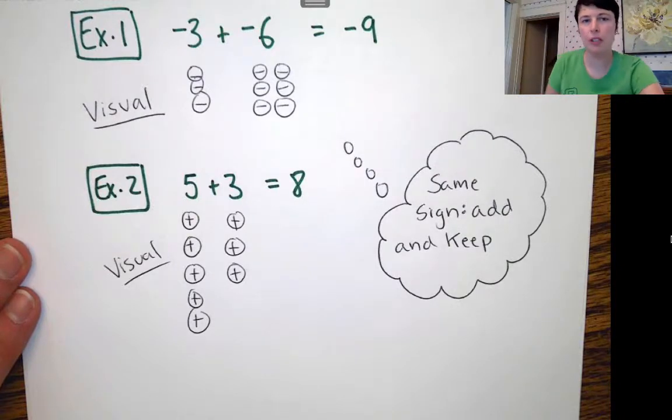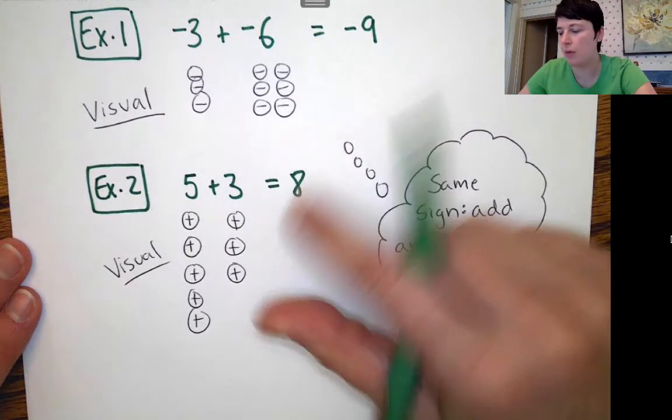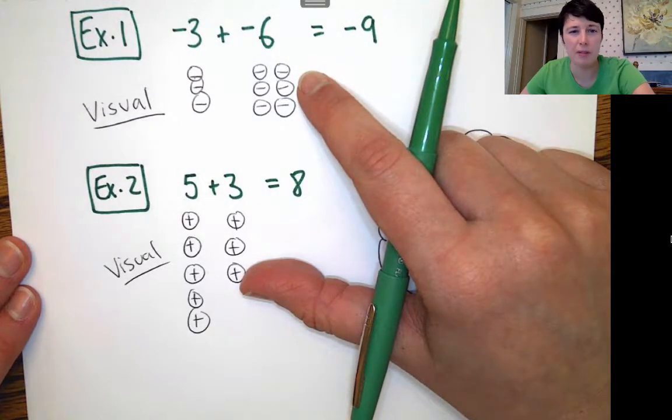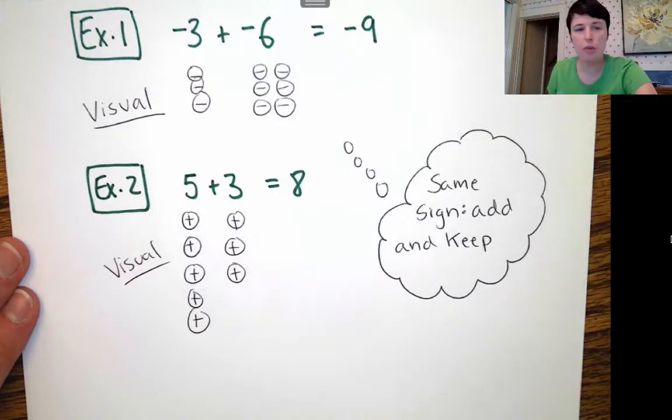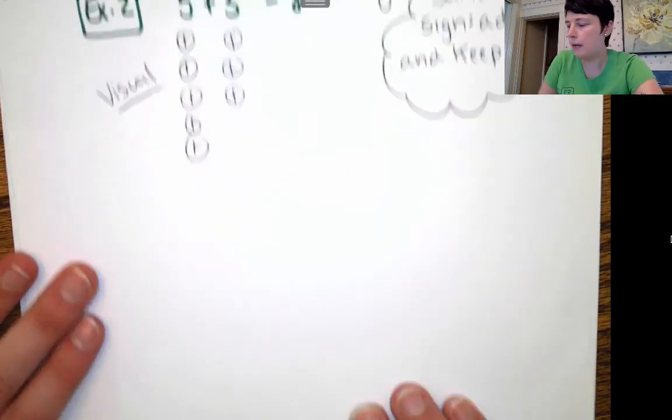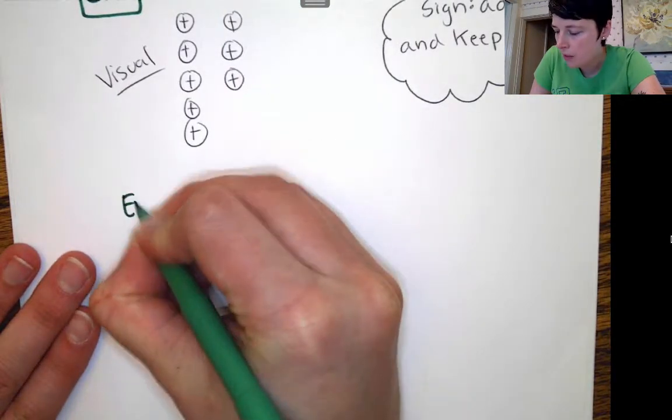So why is this rule helpful? Well, because I'm not going to always want to draw these visuals. This is great with small numbers. It's not great with decimals and fractions. It's not great with really big numbers. So we have to kind of keep that in mind. Let's use the rule. Let's do an example 3.